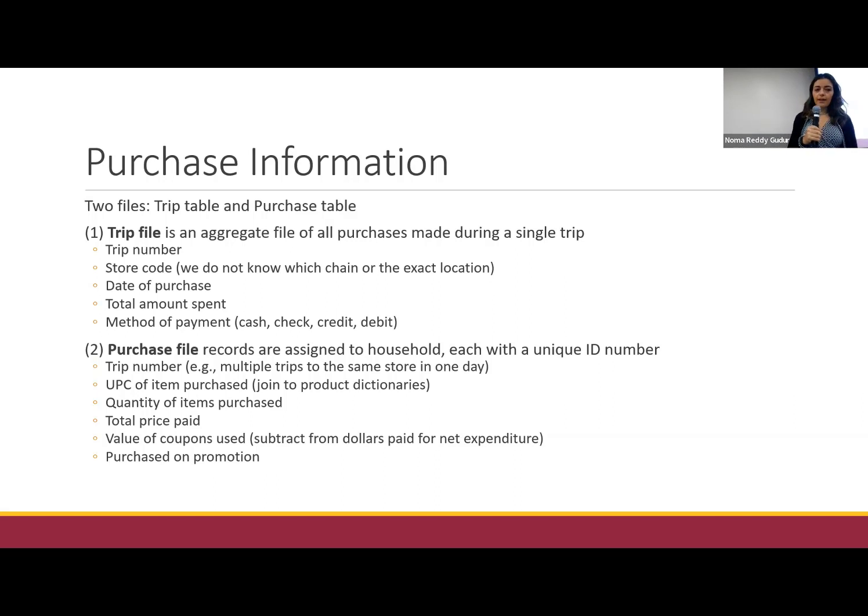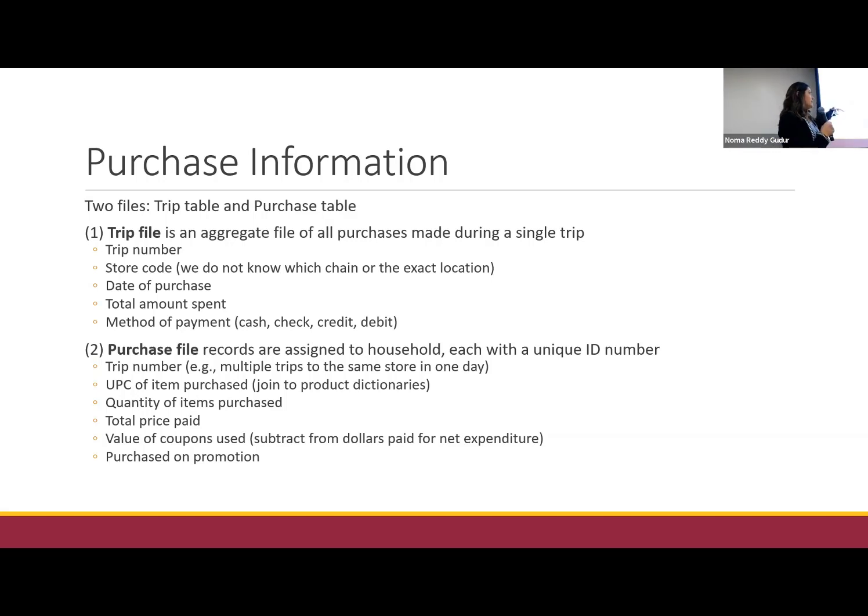The second file that we have that's related to the purchase information is the purchase file, and those records are assigned to every household, each with a unique ID number, and these are going to be the disaggregated trip file.